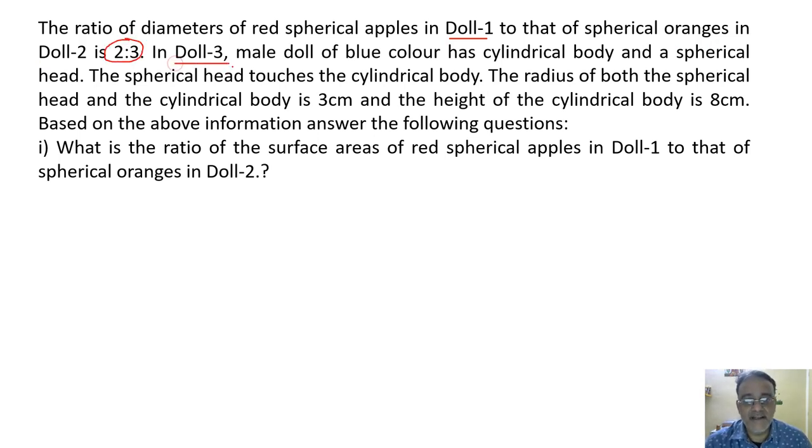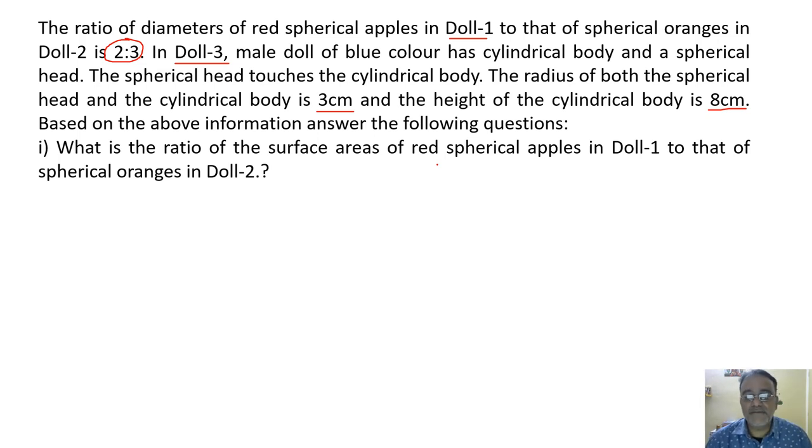And doll 3, in doll 3, the male doll of blue color has a cylindrical body and a spherical head. The spherical head touches the cylindrical body. The radius of both the spherical head and the cylindrical body is 3 cm and the height of the cylindrical body is 8 cm. Based on the above information, answer the following questions. So actually, ये जो case study question है, ये standard के level का है.